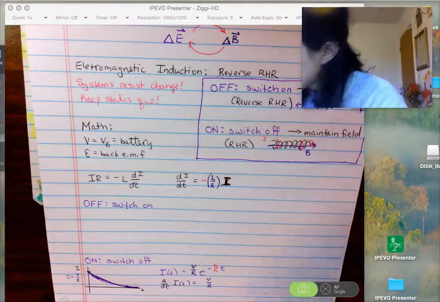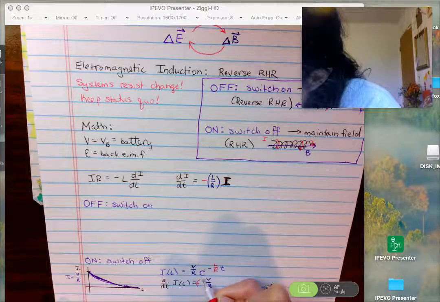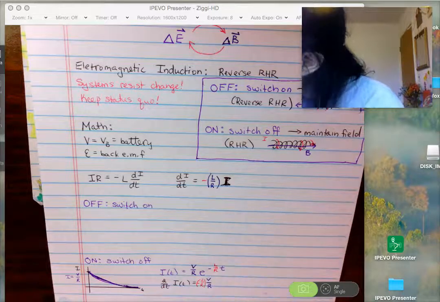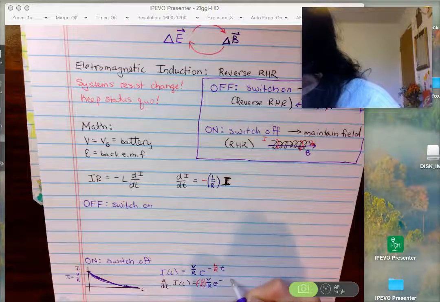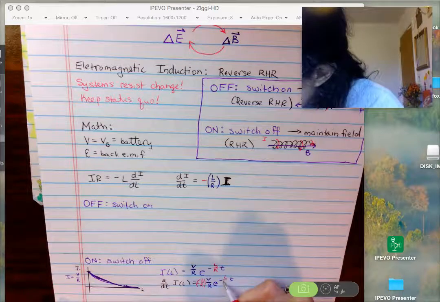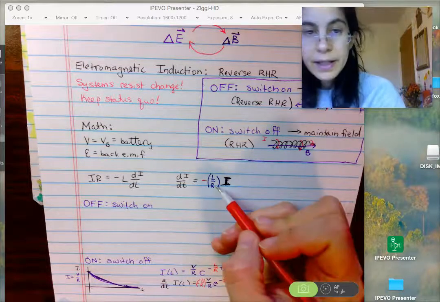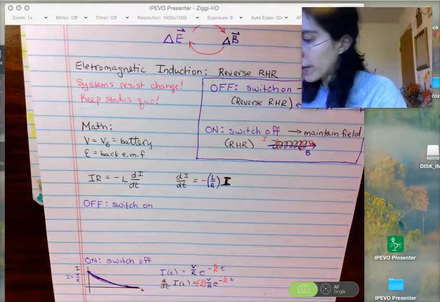Chain rule, negative L over R, and the rest of the function back as it was before, minding its own business, which is exactly what our differential equation said was going to happen. We should get the original function times an additional negative L over R. That's how we know we're right.